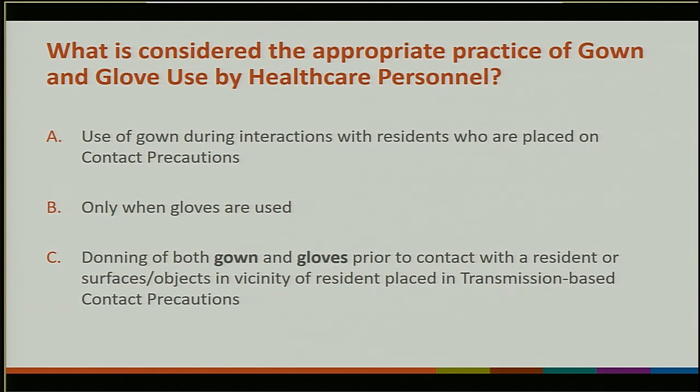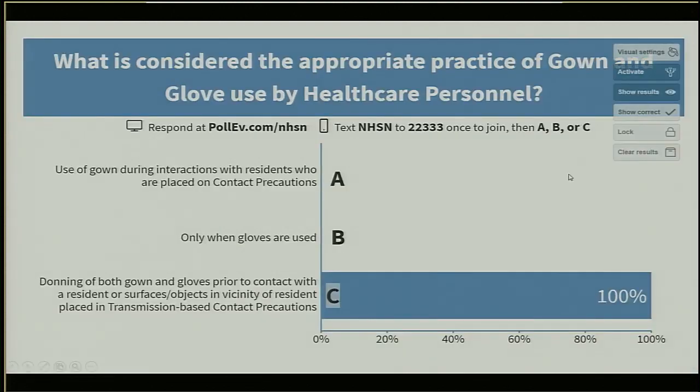Okay, here's another knowledge check. So get ready. What is considered the appropriate practice of gown and glove use by healthcare personnel? A, use of gown during interactions with residents who are placed on contact precautions. B, only when gloves are used. And C, donning of both gown and gloves prior to contact with the resident or surfaces or objects in vicinity of resident placed in transmission-based contact precautions. So I'll give you a few moments to make your selections.